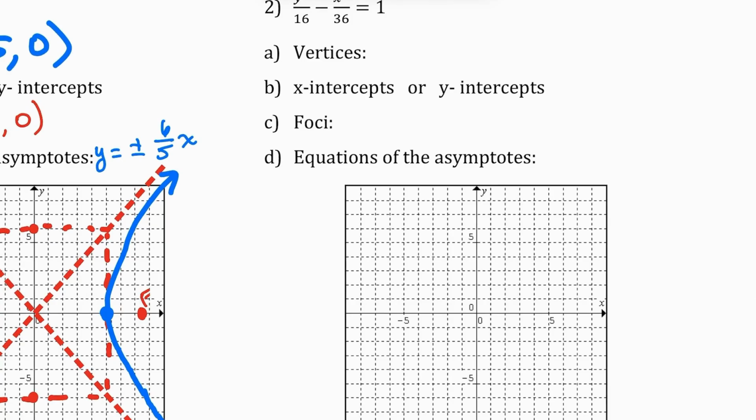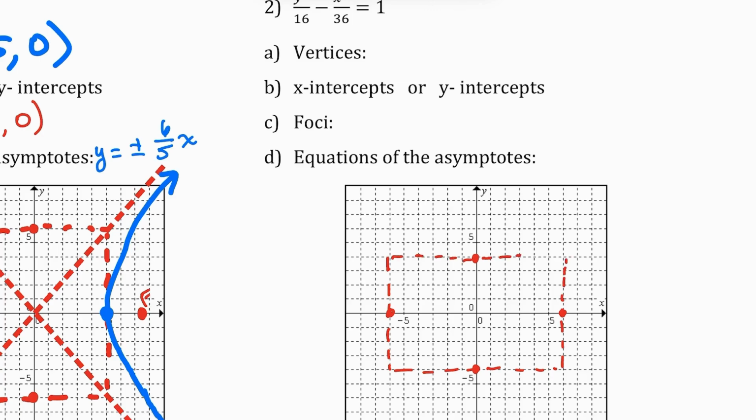So since 16 is underneath y squared, I'm going to go up and down 4. B squared of 16 is 4. 1, 2, 3, 4. And then I'm going to go left and right 6. And then I'm going to do the best I can to draw this box. I like dashing it in.